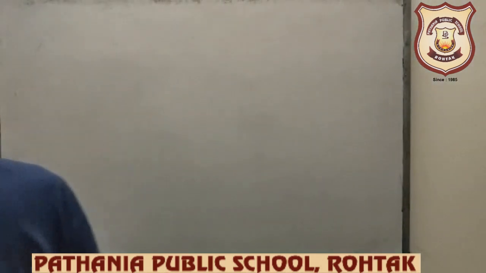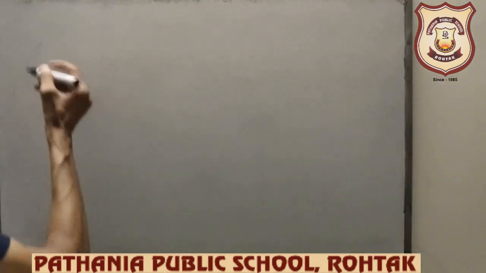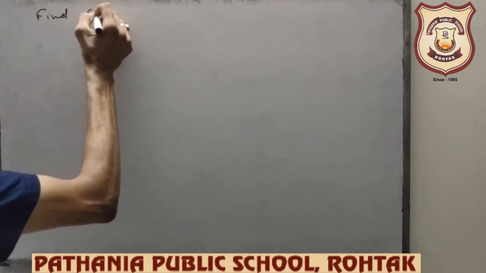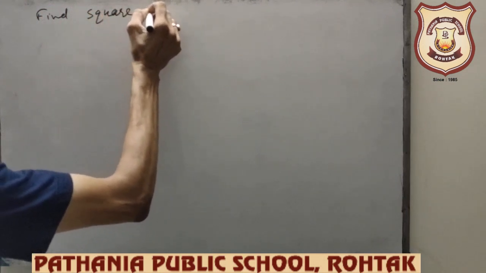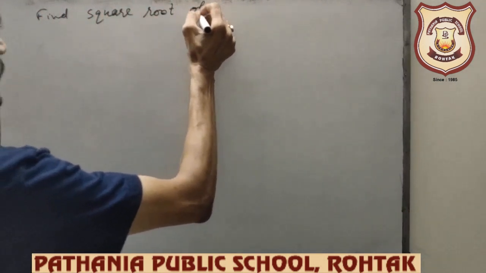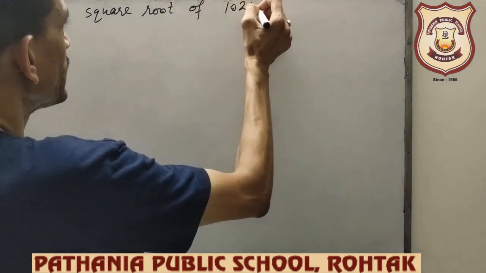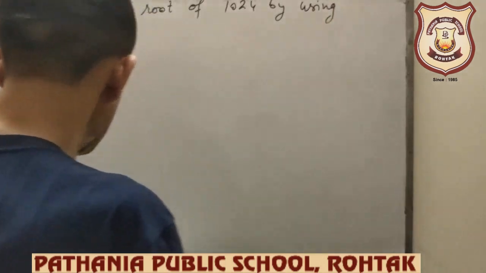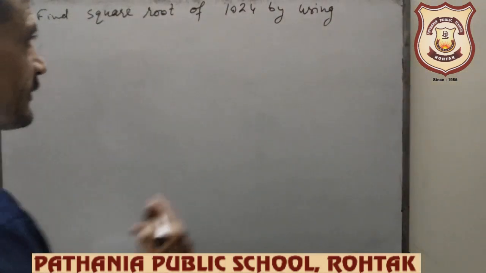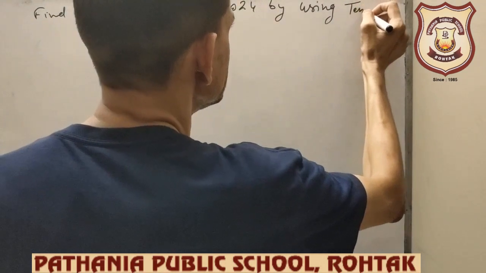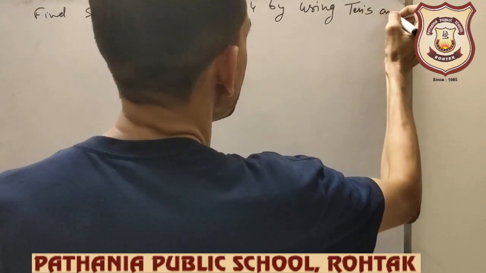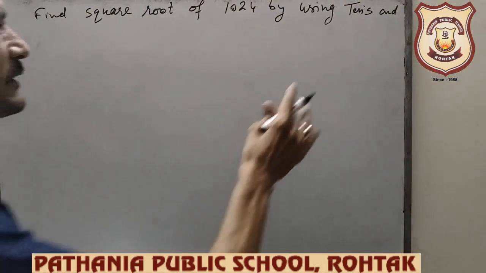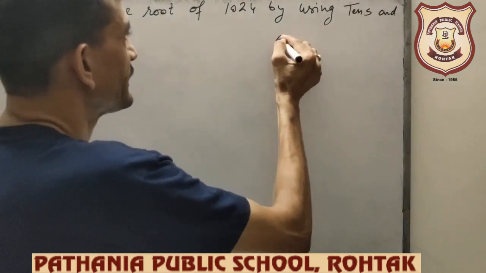The example is: find the square root of 1024 by using this method, the tens and ones method.